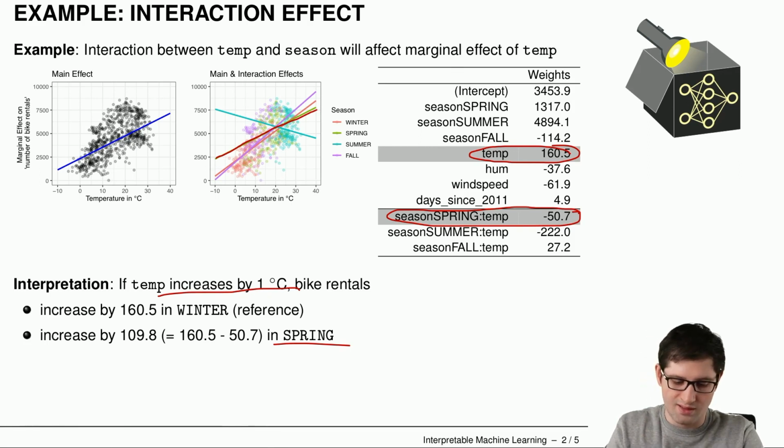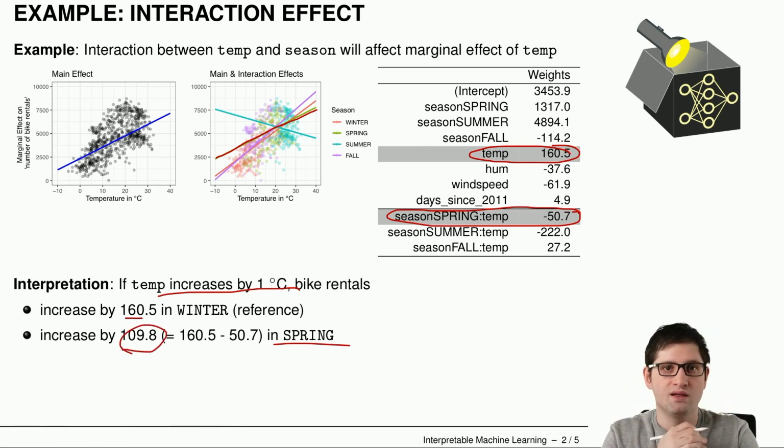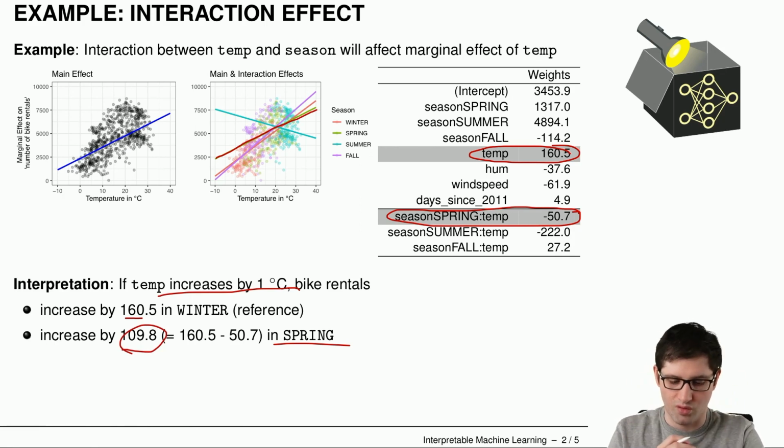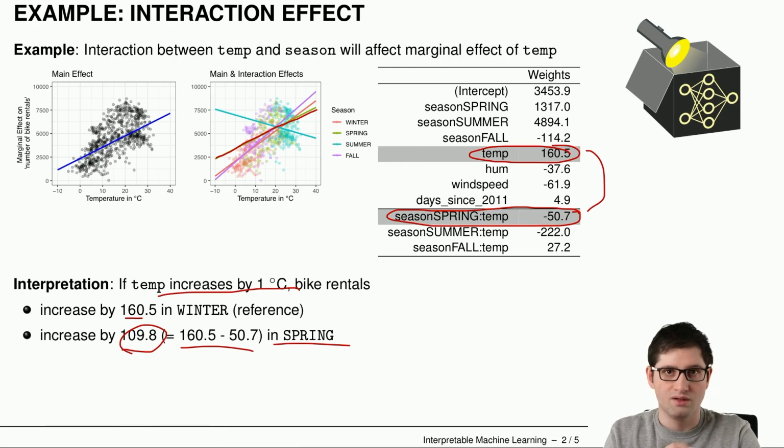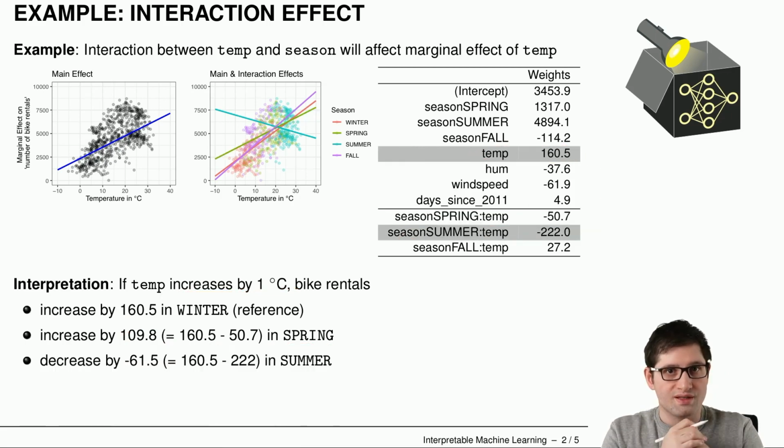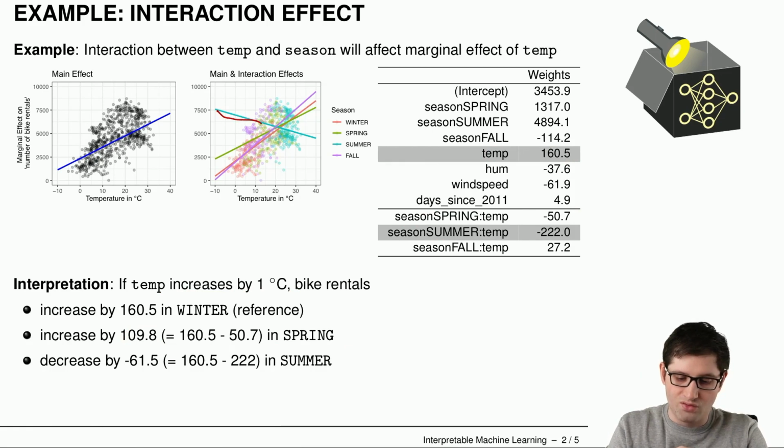Meaning that instead of having an increase of 160, like in winter, if the temperature increases by 1 unit, in spring we only have an increase of roundabout 110, which is summing up these two coefficients here. For summer, we even have a falling trend.